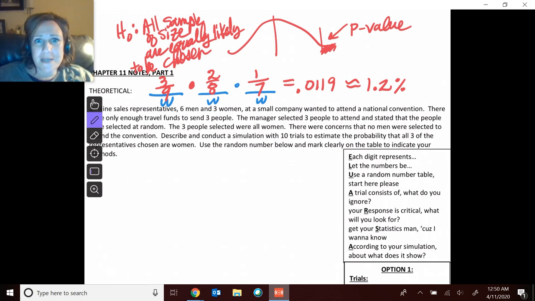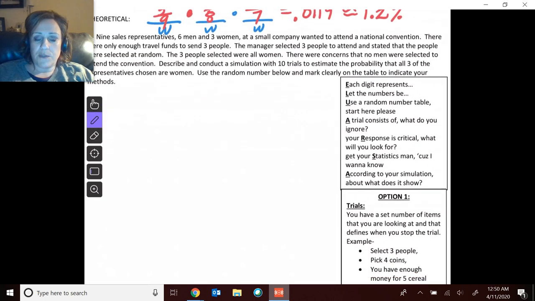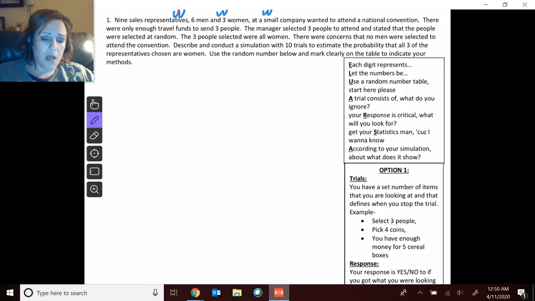So what would we end up doing with that p-value of 0.012? We would probably end up rejecting the null. So we have statistical evidence to suspect some foul play and think that they were not chosen properly. All right, here we go.